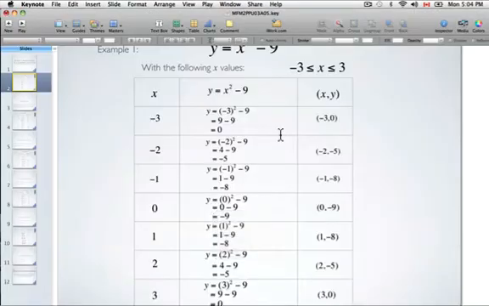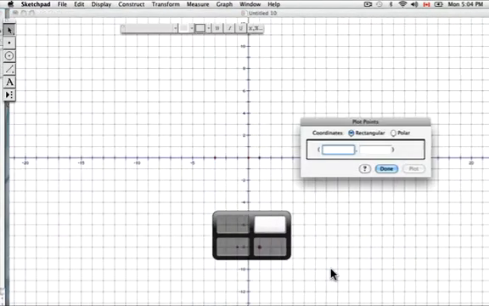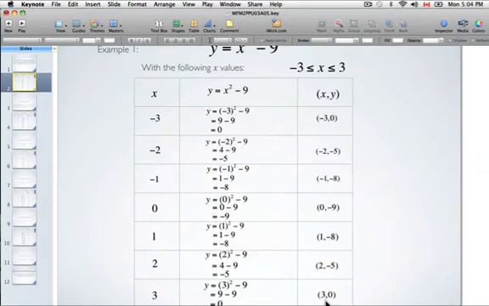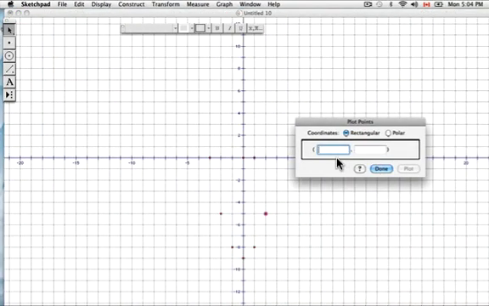Let's go back. Our next one is 2, -5. There it is. Notice it's making the upside down U shape. And we'll do our next one, 3, 0. And we'll plot it. And there it is.